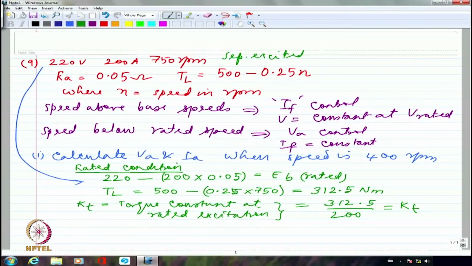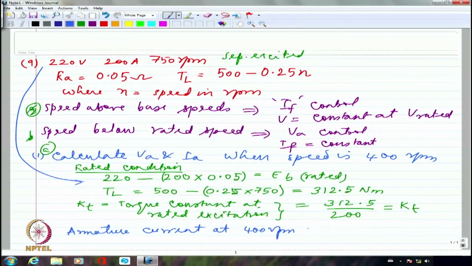So let me try to calculate the armature current at 400 RPM. I should first of all calculate the load torque. Load torque at 400 will be 500 minus 0.25 multiplied by 400. So this will be 100, so 400 Newton meter. Right? That is the torque.